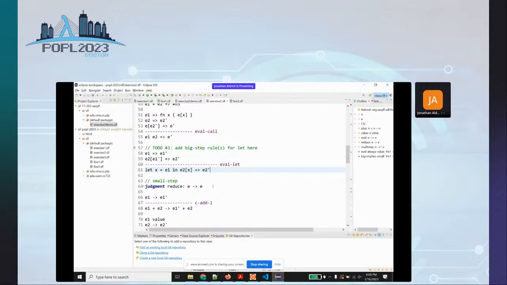Now, if you look down there, you'll have a red mark. Yes, now we have an error. Okay, so our proof had a case for every evaluation rule, and now we're missing a case, right? So not surprising.